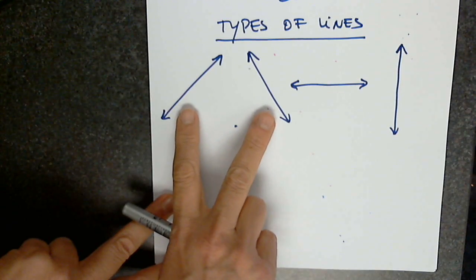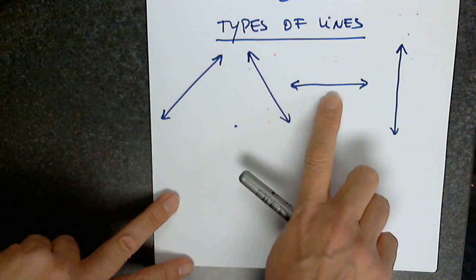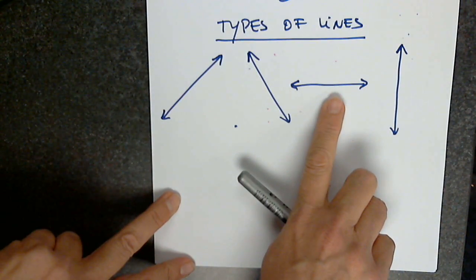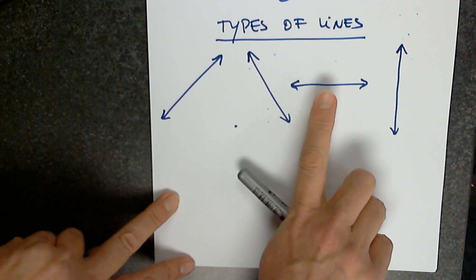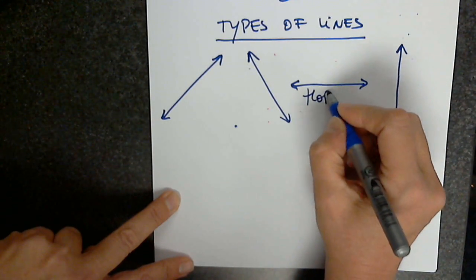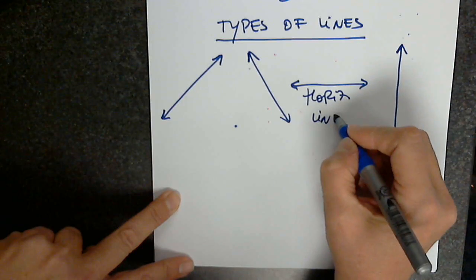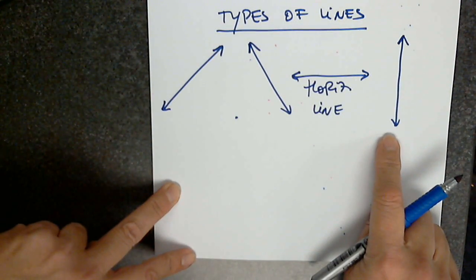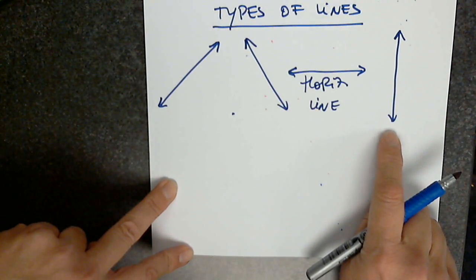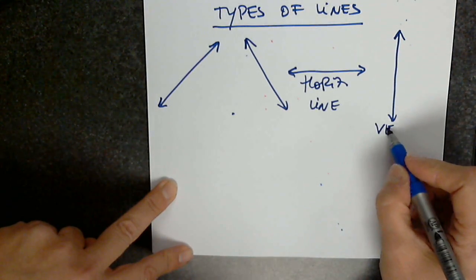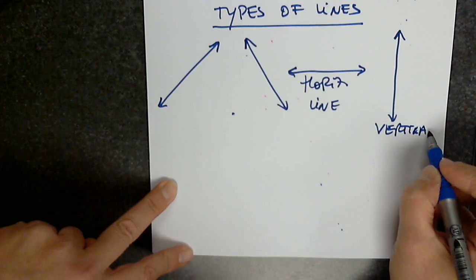So these two I'm going to talk about in a minute, but we know already what this is. How do we call it? Very good. It is a horizontal line. We already know this one because we graphed several of them. Vertical, right? Vertical line.